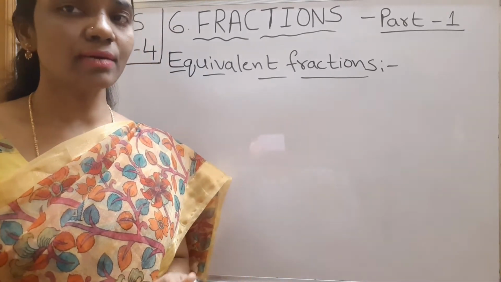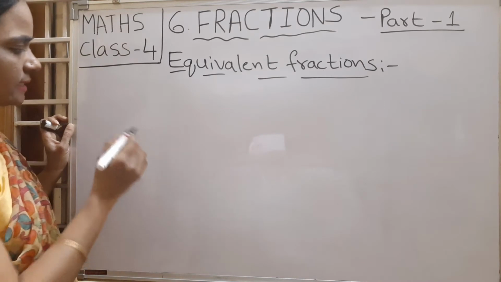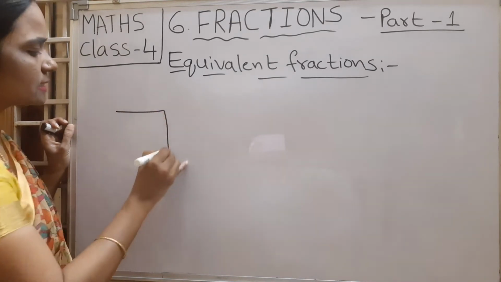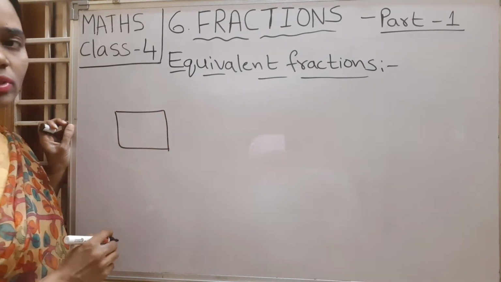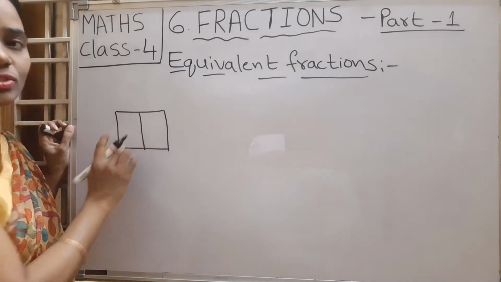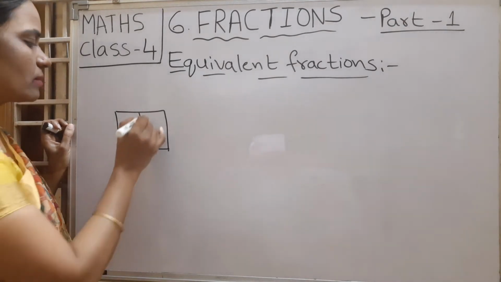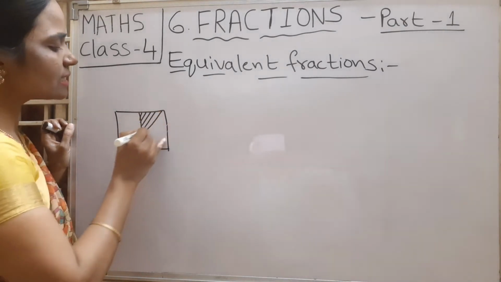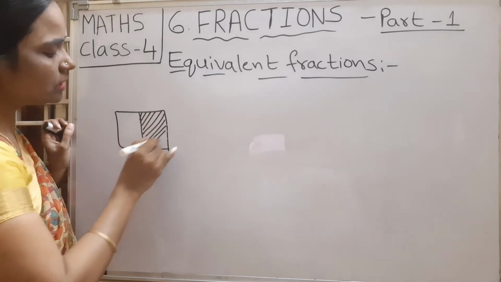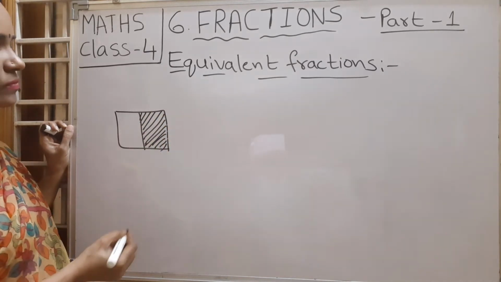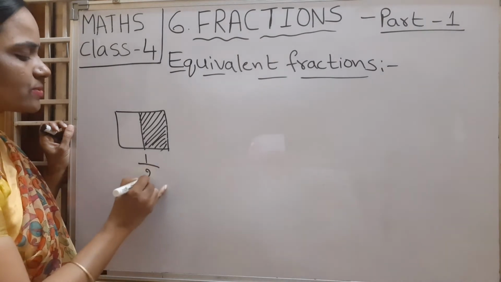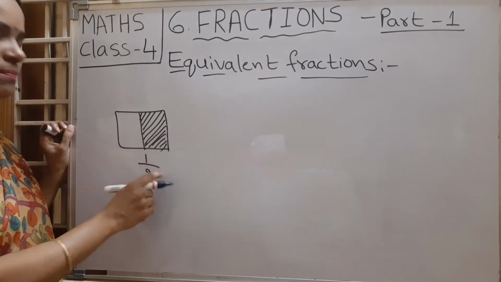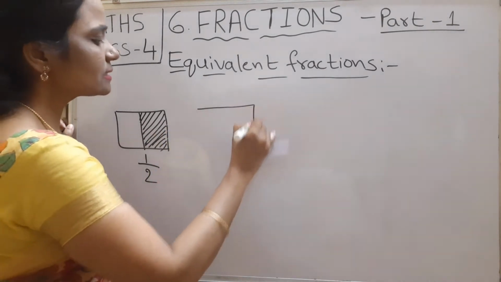So I want to take some examples for better understanding. Take a shape here. This is the whole thing. The whole thing is divided into how many equal parts? 2 equal parts. Out of 2, how many are colored? Only one part is colored. So what is the fraction for it? 1 by 2. What is the fraction for the shaded part? 1 by 2.